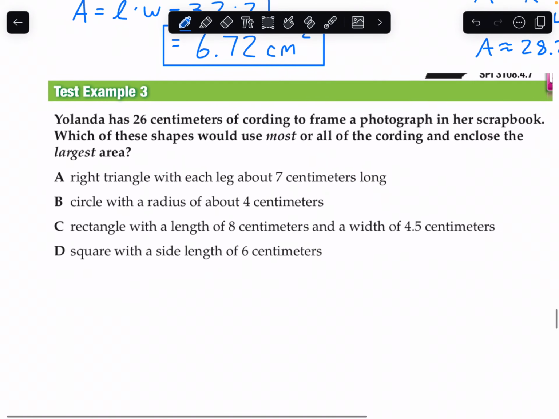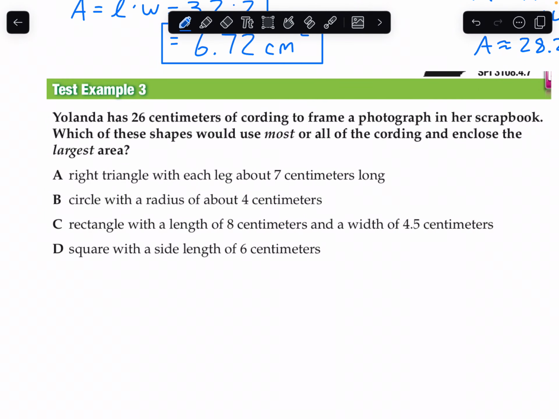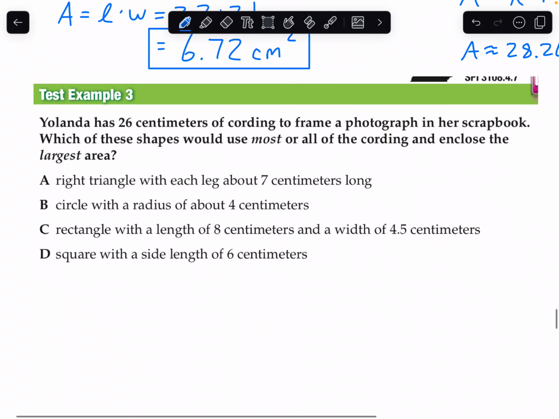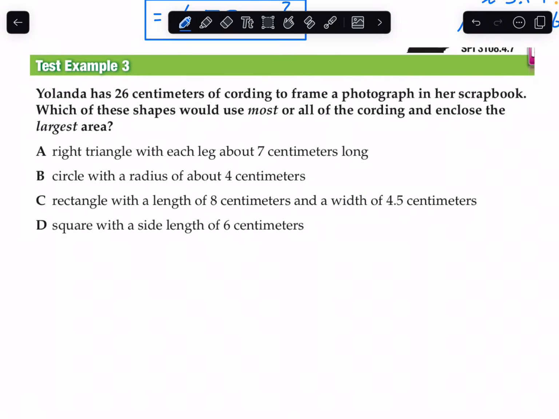All right. Example number 3. Yolanda has 26 centimeters of cording to frame a photograph in her scrapbook. Which of these shapes would use most or all of the cording and enclose the largest area? A right triangle with each leg about 7 centimeters long. A circle with a radius.